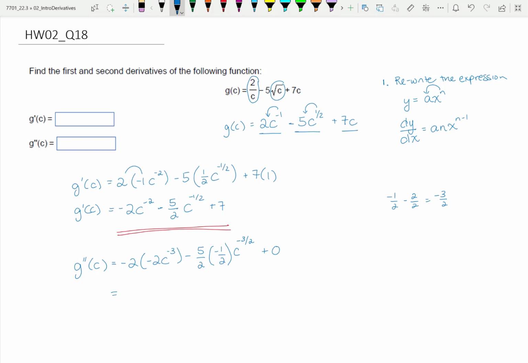Now cleaning this up, I'm going to multiply negative 2 times negative 2, giving me positive 4, c to the power of negative 3. Here I have my two fractions being multiplied, so I'm going to multiply the numerators first. So I have negative 5 and negative 1, giving me positive 5, and then I multiply the denominators. 2 times 2 is 4, so I have 5 fourths, c to the power of negative 3 halves. And this is my second derivative.